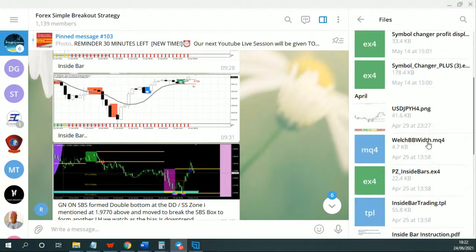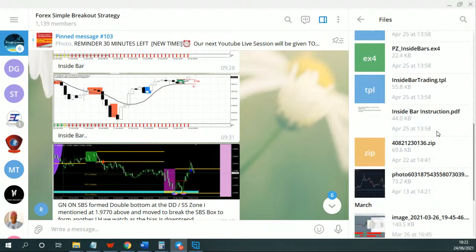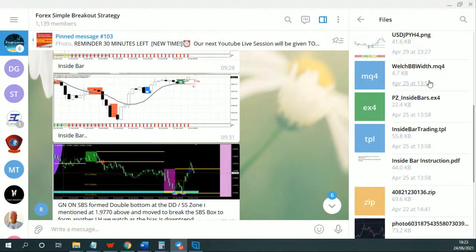And when you come here, you can see other indicators. These 3 indicators are for the inside bar. You can see the inside bar instructions. So all these 4 are for the inside bar. To get these indicators is free. To join this SBS group is also free. You don't pay anything and you learn a lot. So consider doing that. All right, good question.